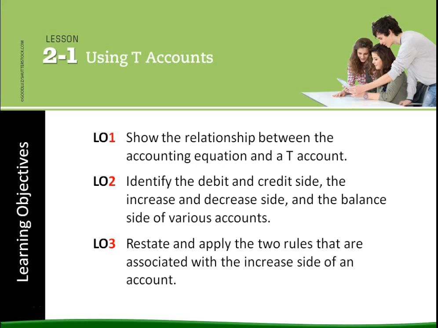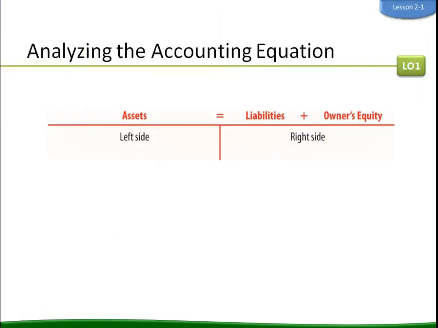Okay, there's a debit side and a credit side, and determining debit side versus credit side depends on where you're at in the accounting equation. So the three objectives: the relationship between the accounting equation and T account, identifying debit and credit side, and then restating and applying the two rules that are associated with an increase side on the account. Okay, so first of all, remember that when we are looking at the accounting equation, we're thinking about transactions. Okay, we're thinking about, hey, there is a bill that came in that we need to pay. Obviously, when the business goes ahead and writes a check to pay for this bill, then they need to do the accounting follow-up to make sure that they have correctly recorded the transaction to the accounts that will be impacted.